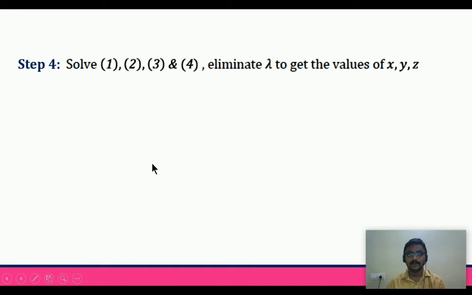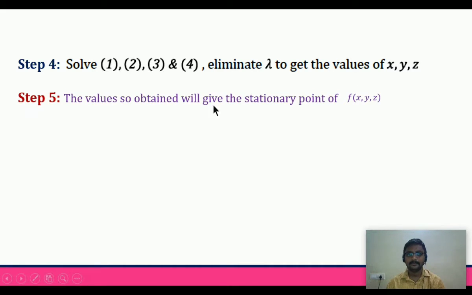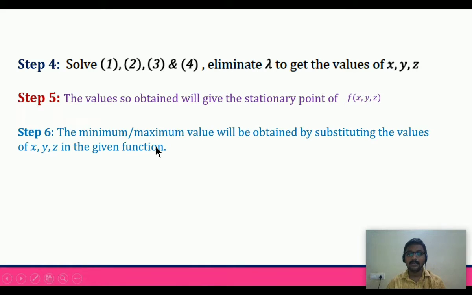In step 4, we have to solve equations 1, 2, 3, 4, and eliminate lambda to get the values of x, y, z. In step 5, the values so obtained will give the stationary point of f of x, y, z. In step 6, the maxima or minima will be obtained by substituting the values of x, y, z in the given function.